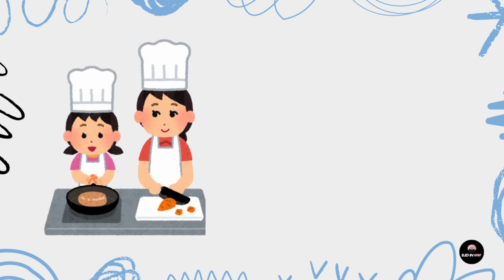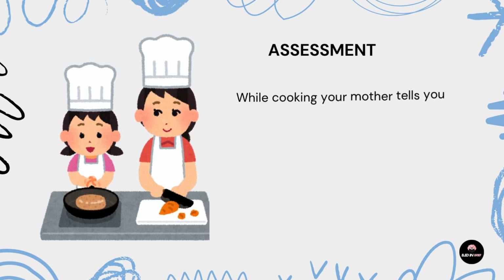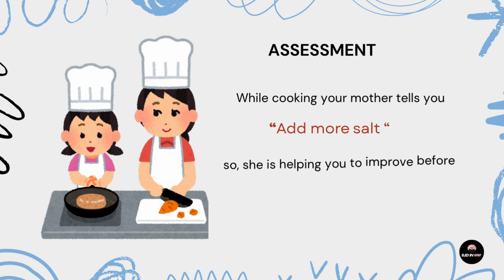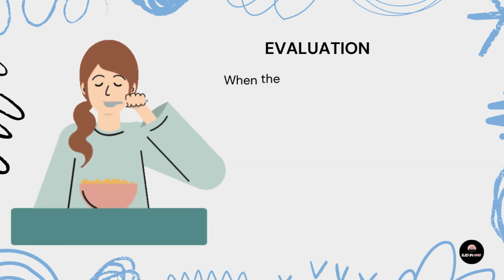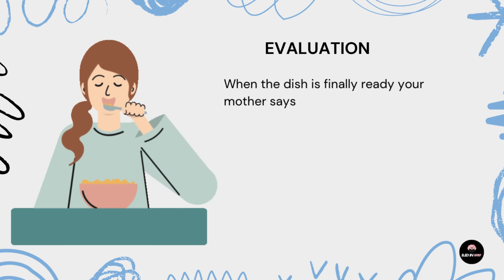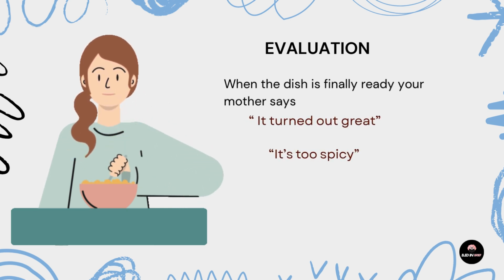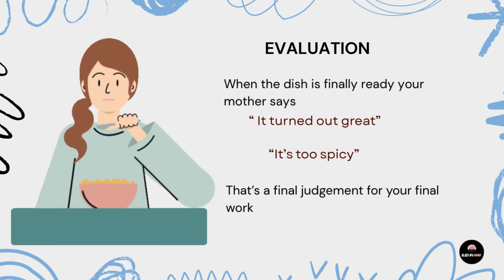Suppose you are cooking. Assessment is when your mother tastes the dish while you are still cooking and gives feedback like add more salt. So, she is helping you to improve before it's finished. And evaluation is when the dish is finally ready. She takes a bite and says, "It turned out great," or "It's too spicy." That's a final judgment for your final work.